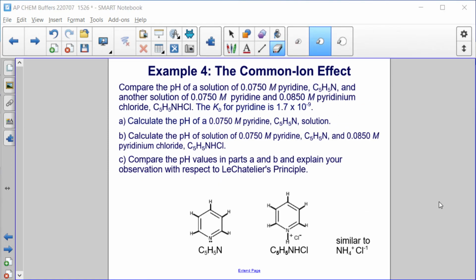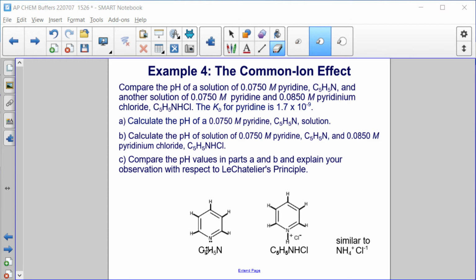All right, example 4. Compare the pH of a solution of 0.050 molar pyridine, C5H5N, and another solution that contains 0.075 molar pyridine and a 0.085 molar solution of pyridinium chloride, C5H5NHCl. Kb for pyridine is given as 1.7 times 10 to the minus 9. We're going to calculate the pH first of the pyridine on its own, then the pyridine with the pyridinium chloride, and then compare with respect to Le Chatelier's principle.